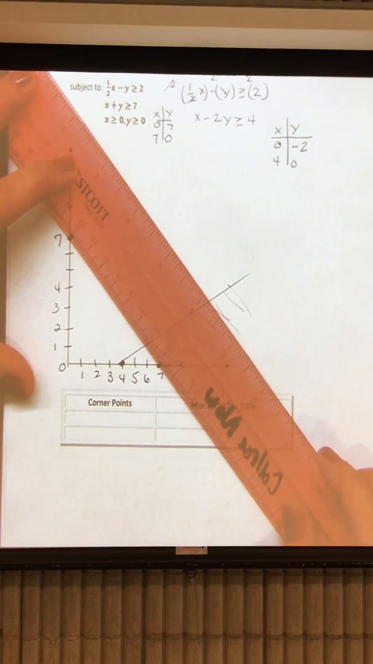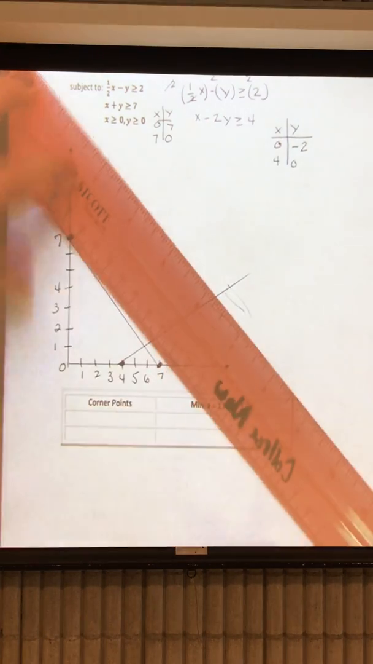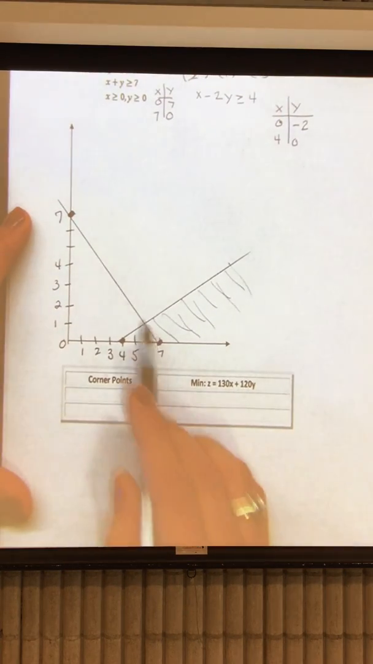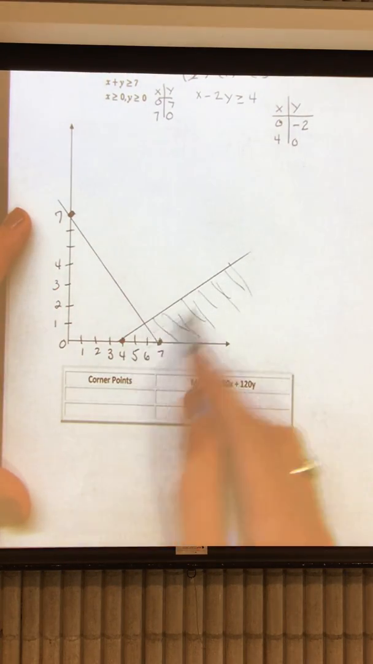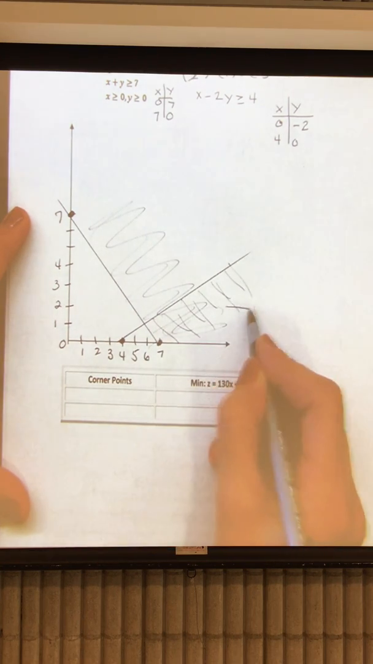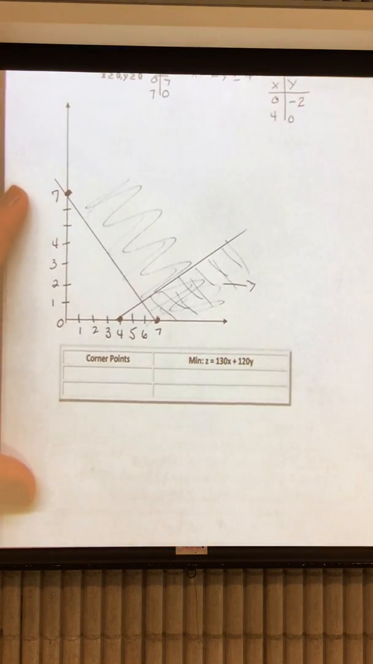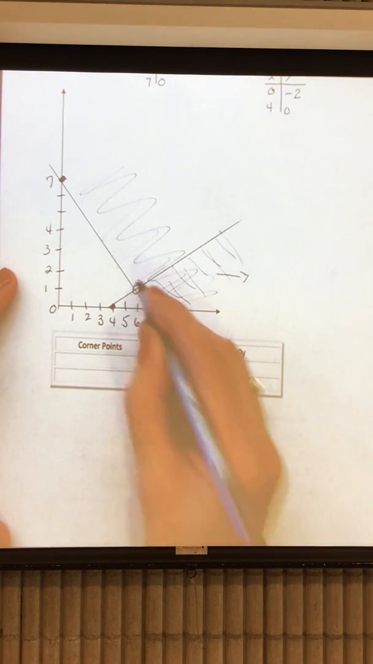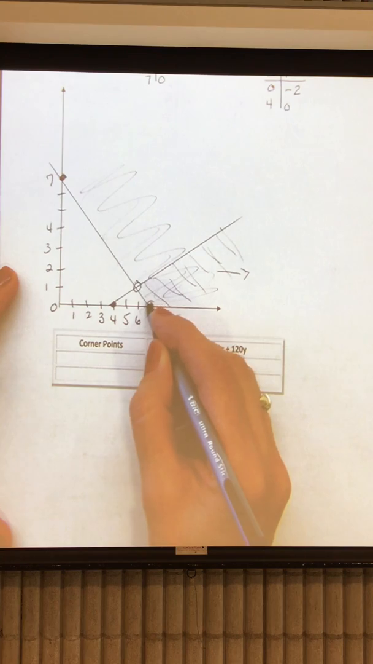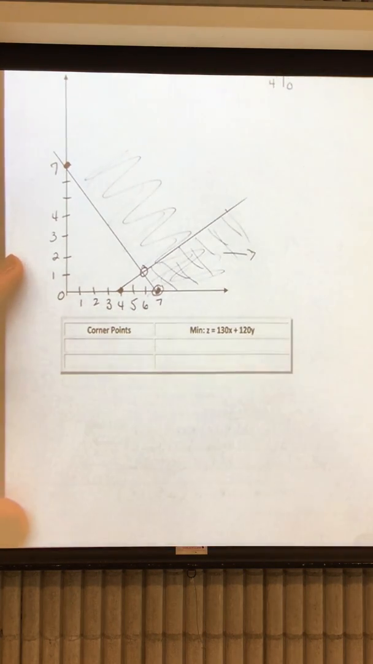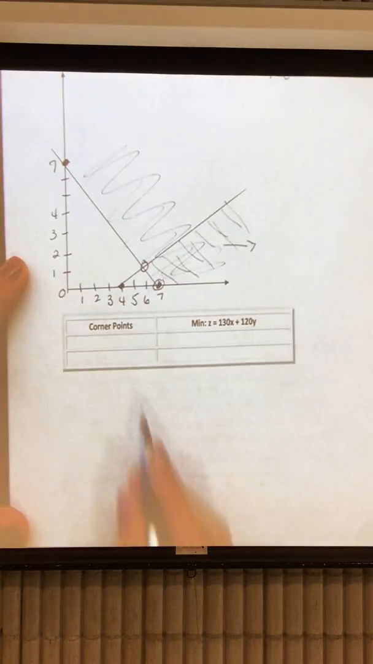And our graph looks something like that. And greater than or equal to is to the right. And look at our feasible region is right here. So our corner points are 1 and 2. We only have 2 corner points here, and they're bounded by 7, 0.